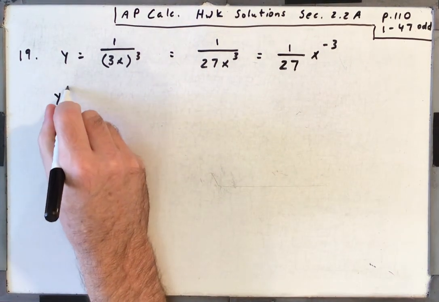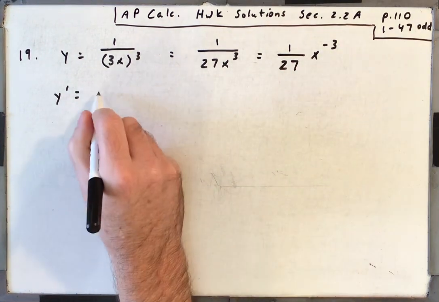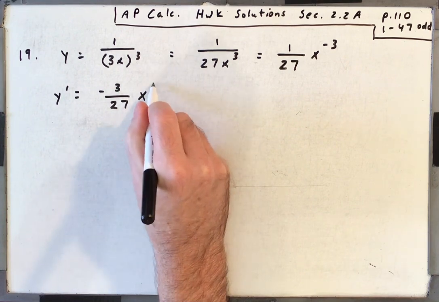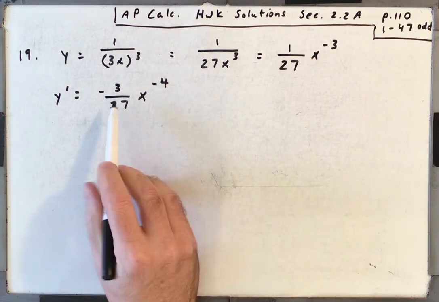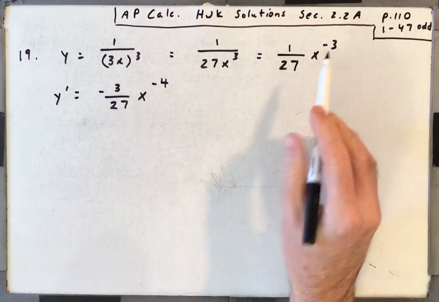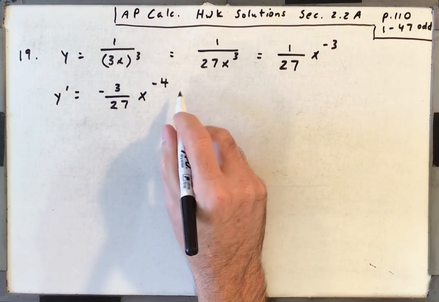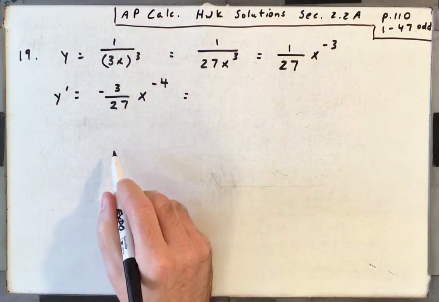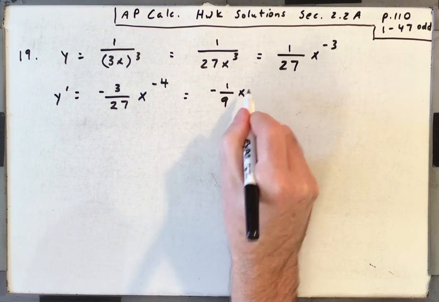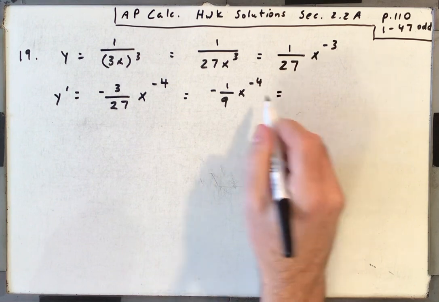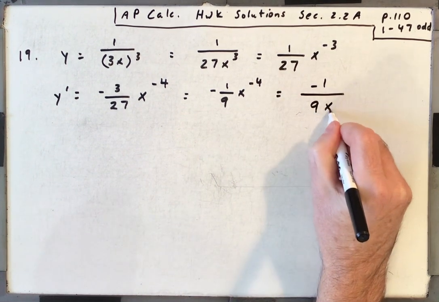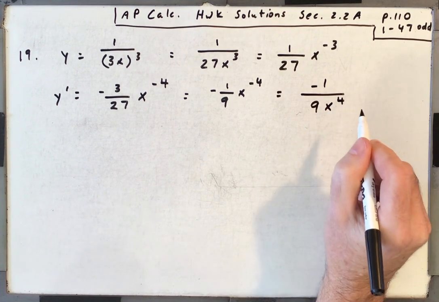So now we can take the derivative. y prime is negative 3 over 27 times x to the minus 4. That's the derivative. We multiplied negative 3 times 1 over 27 and subtracted 1 from the exponent. But now we have to clean it up. 3 over 27 is the same as 1/9, right? So that's negative 1/9 x to the minus 4. And finally, to get that exponent positive, that's negative 1 over 9x to the 4th power.